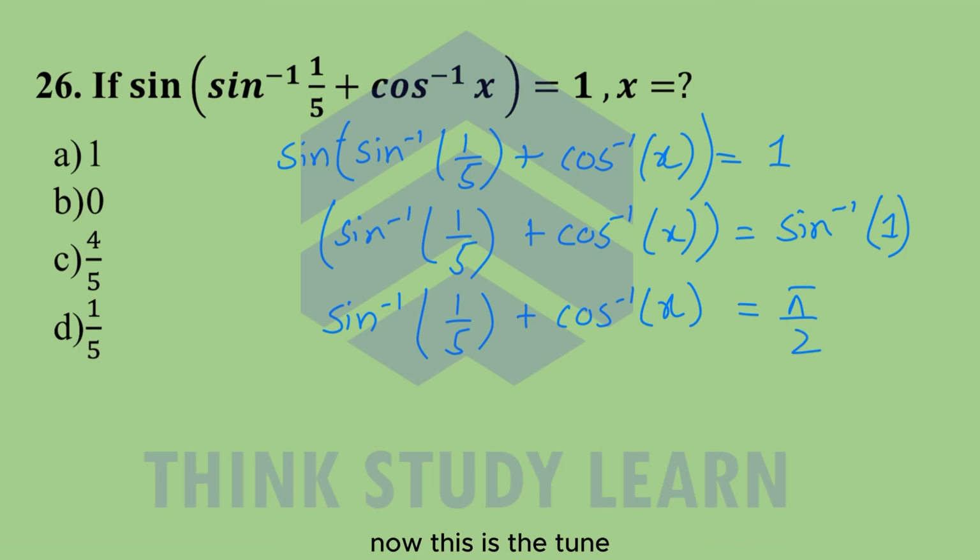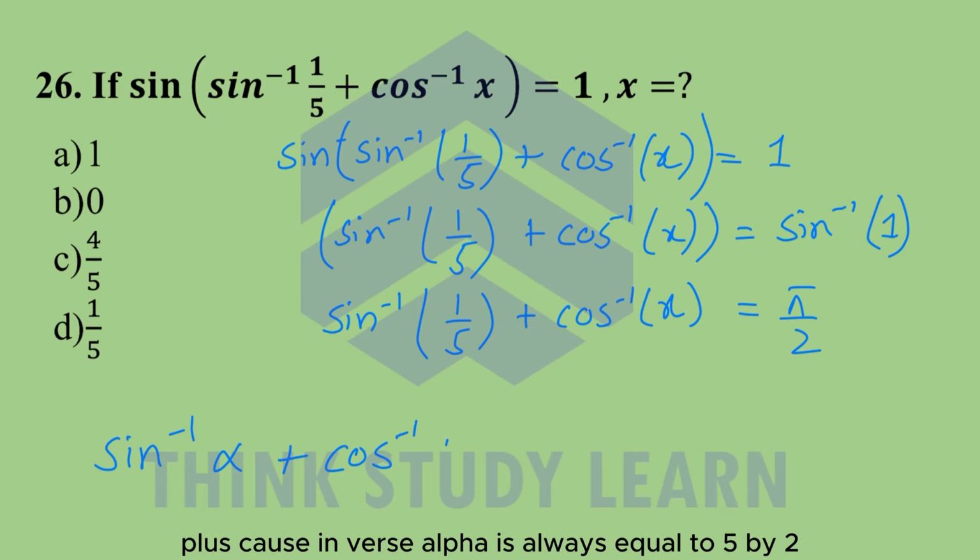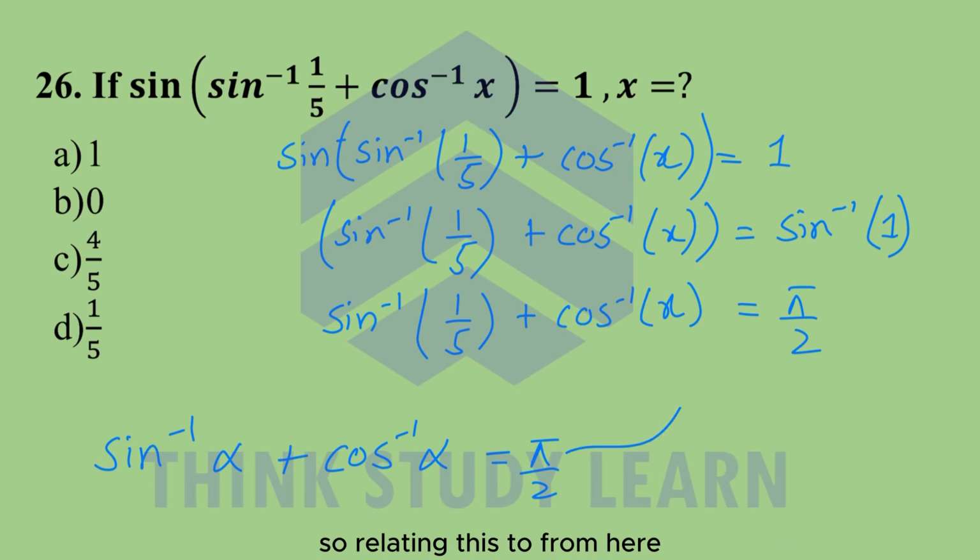Now this is the theorem which states sine inverse alpha plus cos inverse alpha is always equal to pi by 2. So relating this theorem here, the value of x should be the same as the value of sine inverse alpha, which is 1 by 5, to satisfy the theorem. So the value of x should be 1 by 5. D option is the right answer.